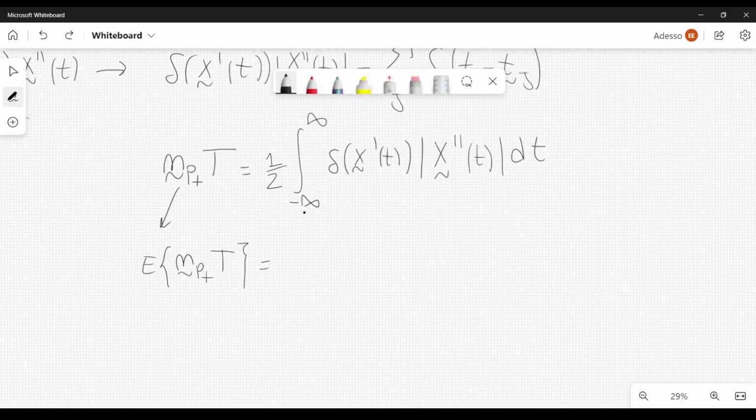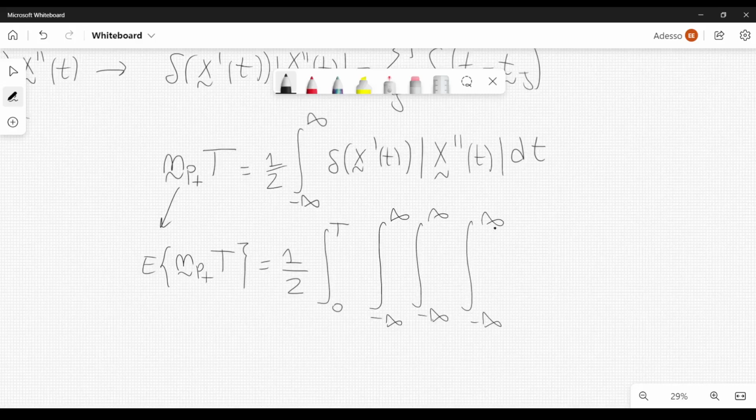Now I will write it, but first let's write 1/2. Then we have this integral here, in general from minus infinity to plus infinity, but now let's rewrite it as an integral from 0 to t. And then here we have to integrate from minus infinity to plus infinity. We have a triple integral like this. Now I will show you what kind of integral we have.